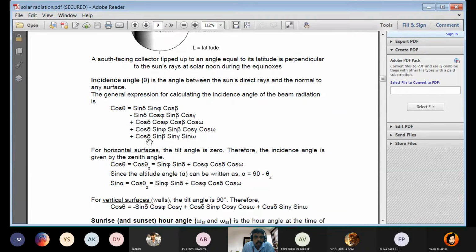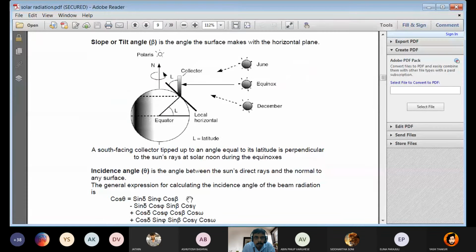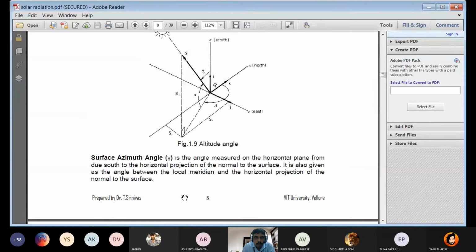You will be asked to calculate for a horizontal surface or something like that. Okay, what is the solar radiation available on a particular day and locality? So you can use the simplified equation. If the surface is horizontal, that means beta is equal to, what is the beta? Horizontal surface means beta how much? 0 or 90? Anybody?